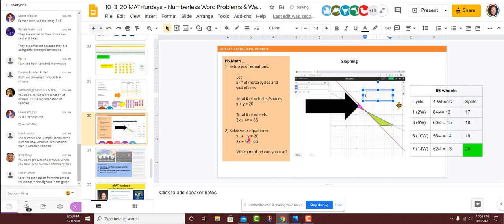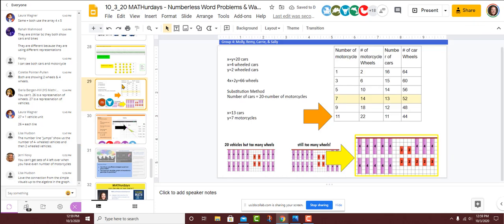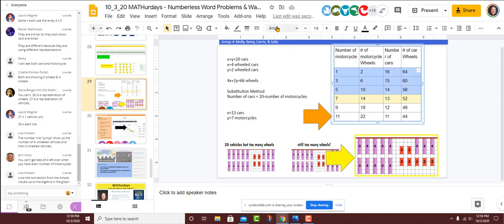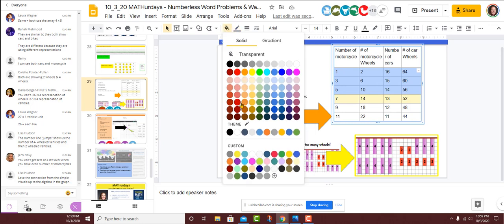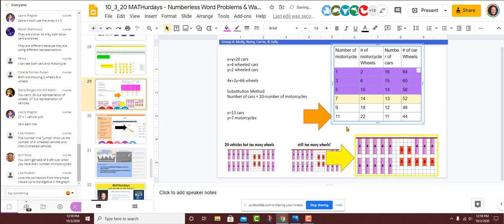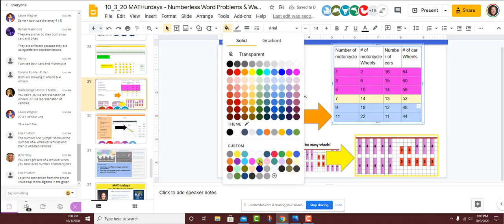So that represents 0 motorcycles and 20 cars. That is getting close to what this group had done in their table on slide 29. The neat thing here is that now we can start to relate tables to this pink section and this green section as well.